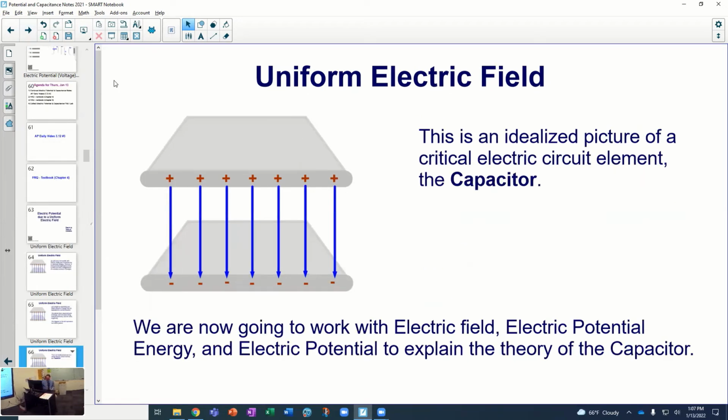All right, Tiger, got this one? This is an idealized picture of a critical electric circuit element, the capacitor. We are now going to work with electric field, electric potential energy, and electric potential to explain the theory of the capacitor.